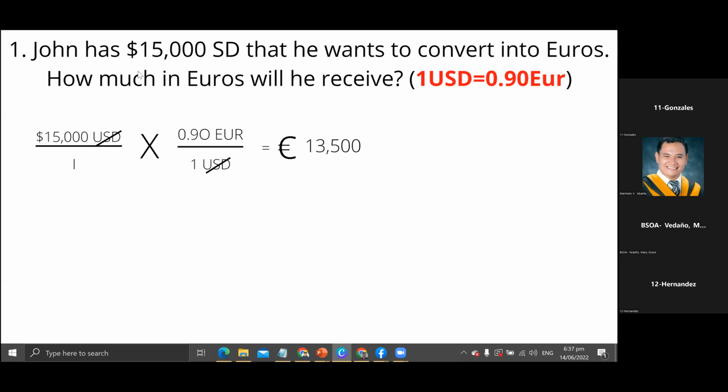Here are examples of how to convert currency. Example number one. John has 15,000 US dollars that he wants to convert into euros. How much in euros will he receive?